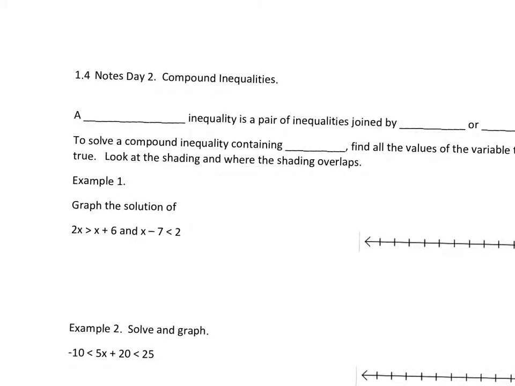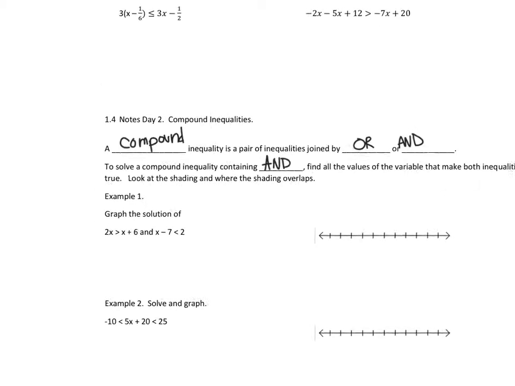A compound inequality, so compound means more than one, just like a compound word in English means two words put together, is a pair of inequalities joined by an "or" or an "and." To solve a compound inequality containing "and," find all the values of the variables that make both inequalities true.